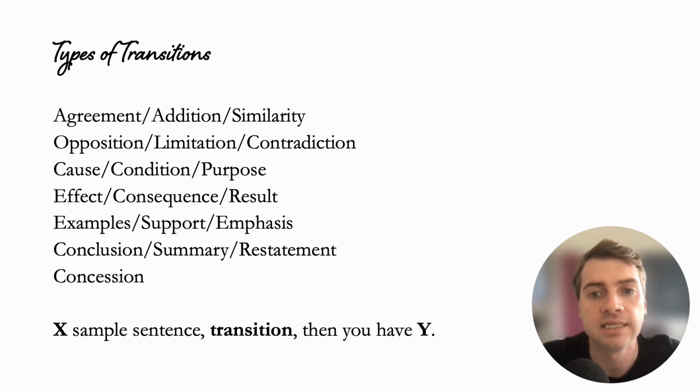I'm going to attach a list of all the transitions broken down by type as a link in this lesson. Then all you'll have to do is find the transition that you're working with and then look and see which category it's in, okay? Or you can scroll down to the type of transition you need based on what you want to communicate in your writing, and then you can choose one of the transitions from that category. So you can see the kind of formula down below: X sample sentence, transition, then you have Y, okay? So in every one of these different types of transitions, I'll break down what that type looks like and then the formula for it so you can understand it more easily.